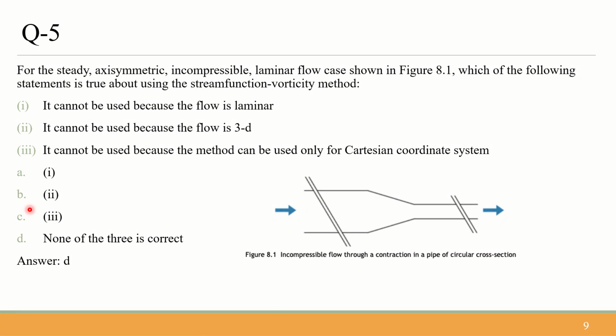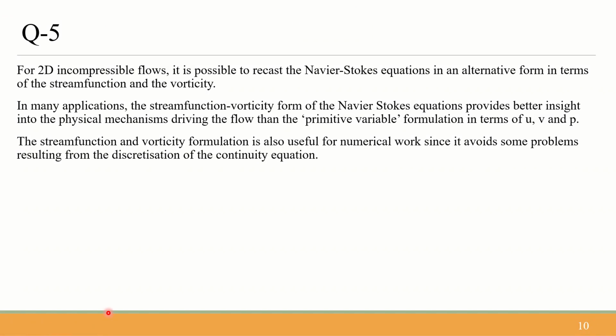We'll go to question 6. Okay, before that, just a quick explanation. For 2D incompressible flows, it is possible to recast the Navier-Stokes equations in an alternative form in terms of the stream function and the vorticity. In many applications, the stream function vorticity form of the Navier-Stokes equations provides better insight into the physical mechanisms driving the flow than the primitive variable formulations in terms of U, V, and P.